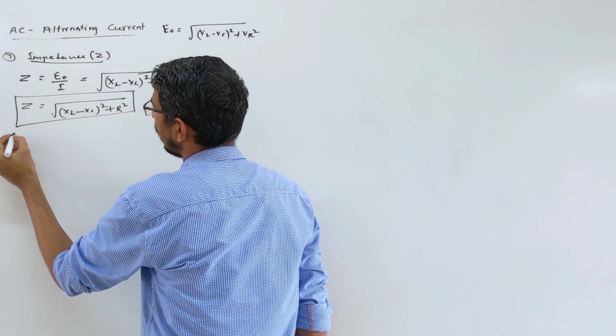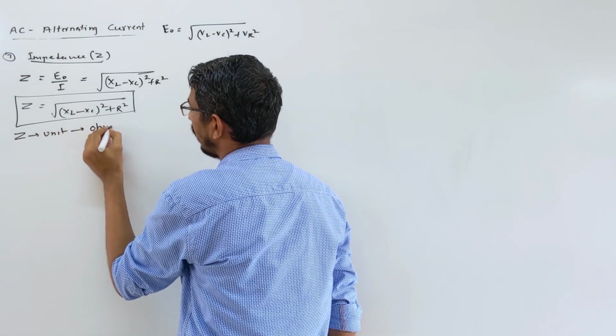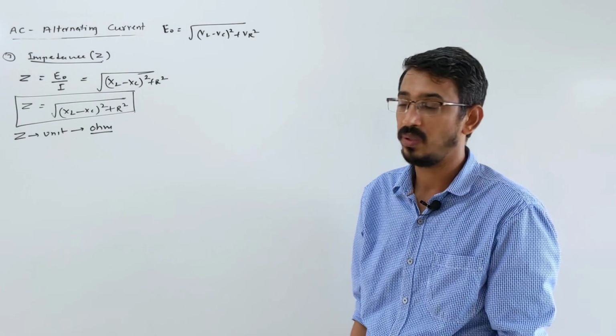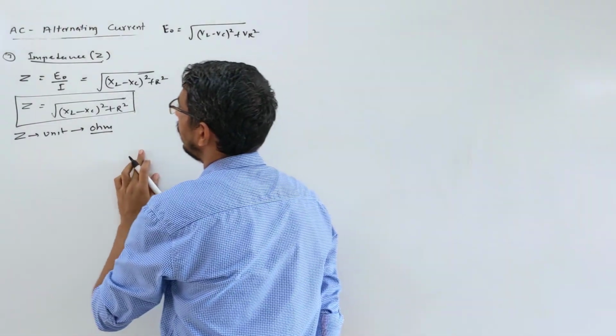So look, impedance Z, what is the unit of Z? It is simply ohm only. Your XL, XC, Z all have the same unit, ohm only. All are resistance only actually. Okay, impedance you wrote.